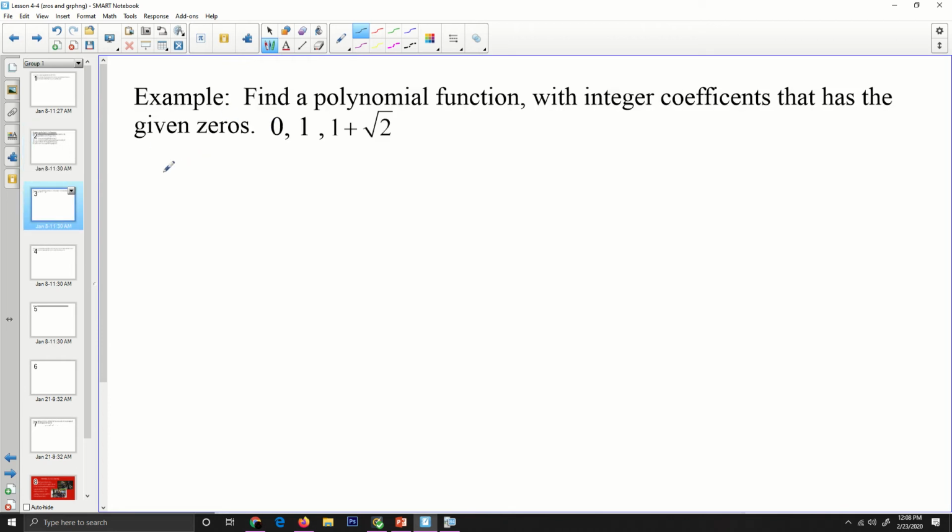So we could go x minus 0, but x minus 0 is just x. We can go x minus 1, that's the second possible factor. And then the hard one is this. It'll be x minus this whole quantity, 1 plus square root of 2. Now here's the problem. The directions say, find a polynomial function with integer coefficients. Well, square root of 2 is not an integer.